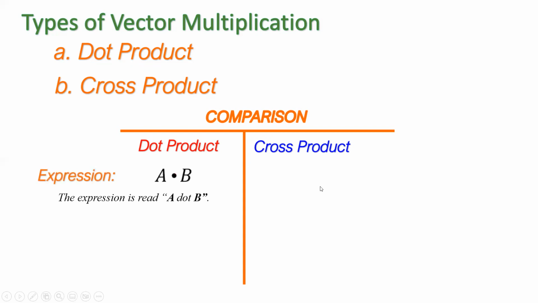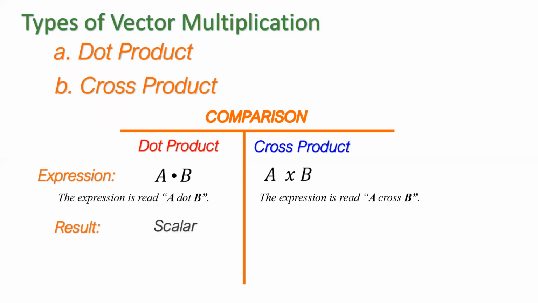Yung dot product, kung babasahin natin ng expression is read A dot B. Samantalang yung cross product, ni-express natin siya, o we read it A cross B. Yung result when doing that product ay scalar. Samantalang sa cross product, the result will be vector.